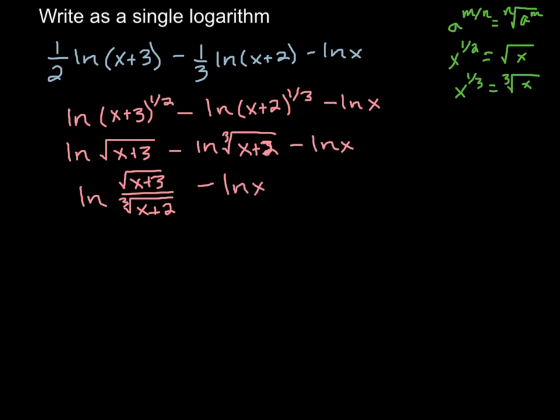Okay, then we have one more division. Since this is subtraction, we're going to divide one more time. This is the natural log of the square root of x plus 3 over the cube root of x plus 2, and then I'm going to squeeze that x right here. And there we have it.